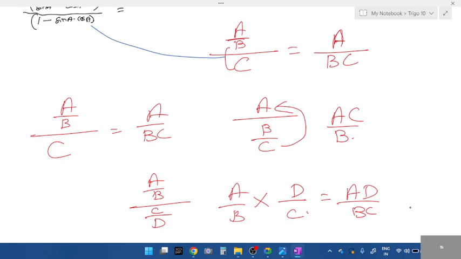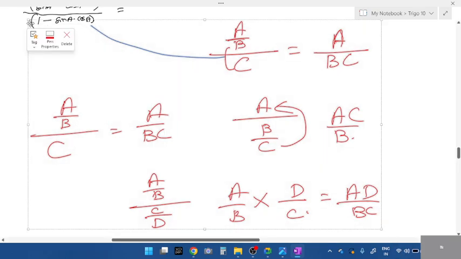During class, you might think it is easy to solve. Only when you do it in the test, you'll have that pressure. Okay, this is how you solve. When there are two denominators, take it in the denominator.